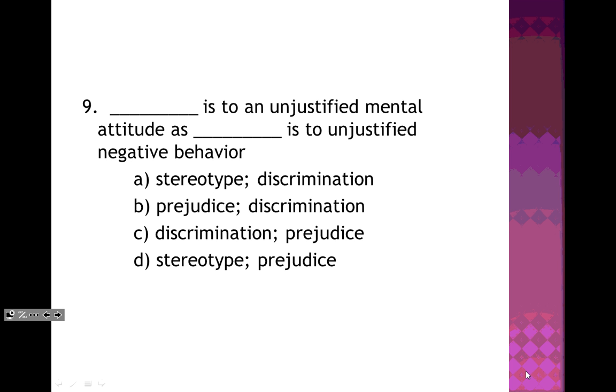Blank is an unjustified mental attitude, and blank is to justify negative behavior. So the first one would be an attitude, the second word would be a behavior. Ready, one? Okay, B. B. Discrimination is behavior.